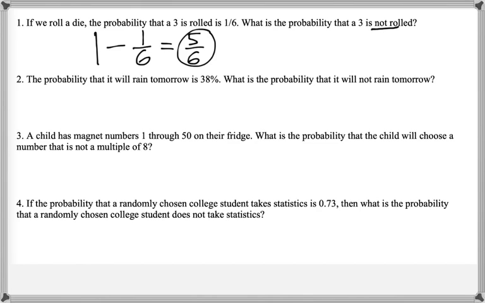The probability that it will rain tomorrow is 38%. What is the probability that it will not rain tomorrow? So in addition to fractions, probabilities can also be expressed as percents and decimals. So I want to express this as a decimal. So instead of 38%, 0.38, and I'm going to subtract that from 1. So 1 minus 0.38 is 0.62, which is 62%.